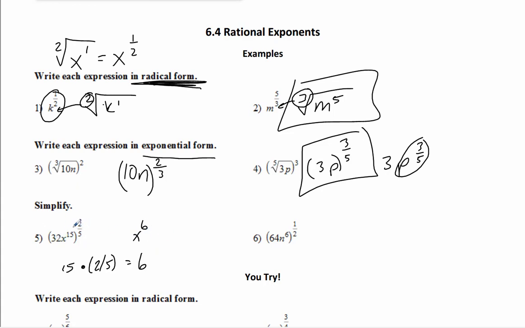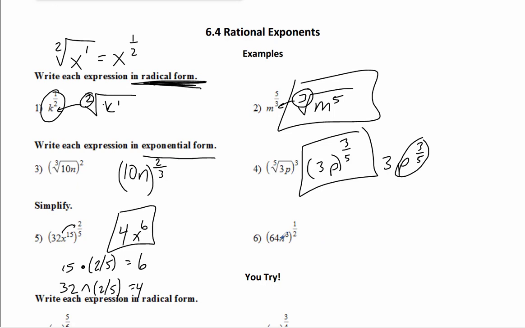Then 32 is also being raised to the 2/5 power. So you're going to do on your calculator, 32. How do we raise it? What button do we use? We use the exponent, the up arrow, called a caret. Then parentheses, 2/5, and I should get 4. So then I get 4x to the 6th power. That's my answer there.